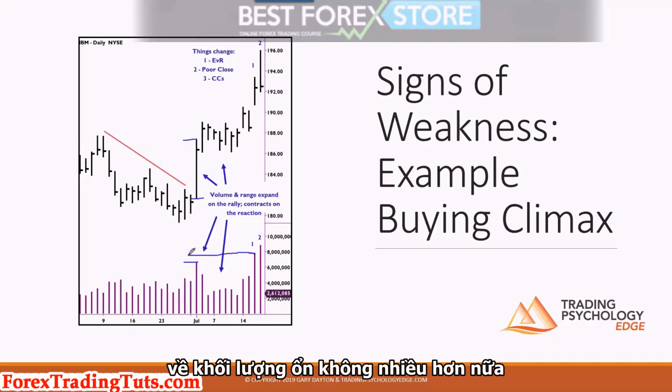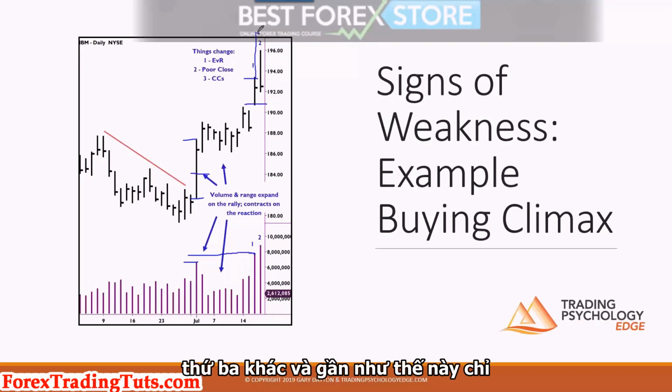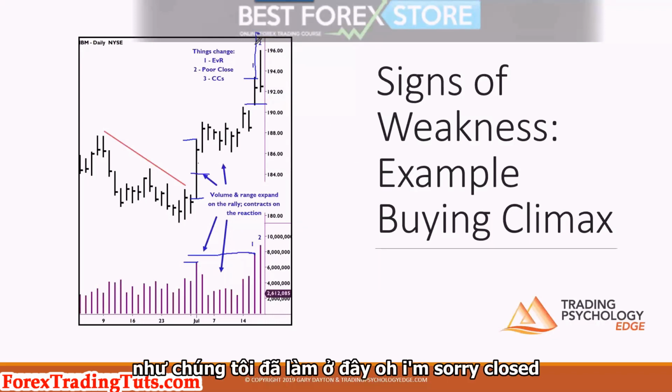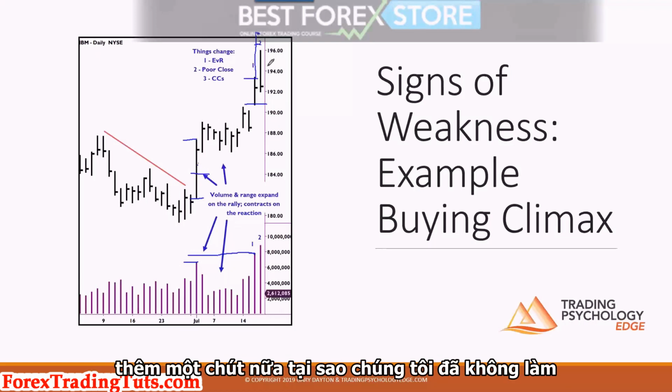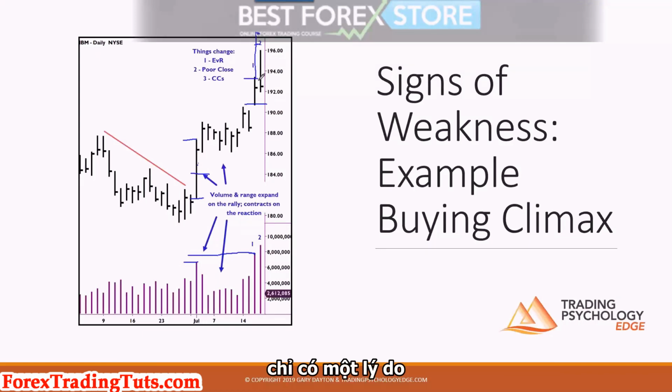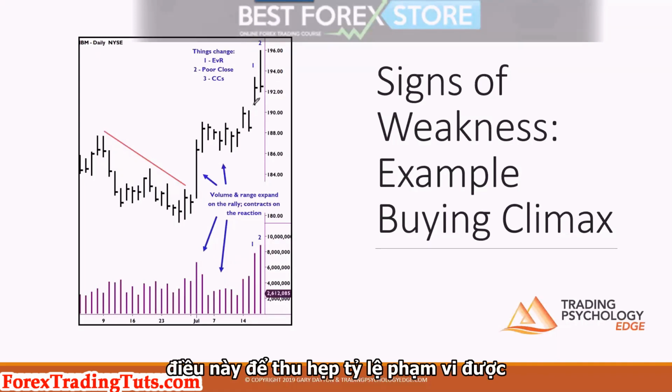On volume that is, okay, not a lot more, but the same amount, we made less than about a third of the progress. How come we didn't do all of the other third and close like this, just like we did on this bar? We got about the same amount of volume, a little bit more. How come we didn't do that? There's only one reason: selling is coming into the market by superior forces. That's what's causing the range to be narrow, okay?